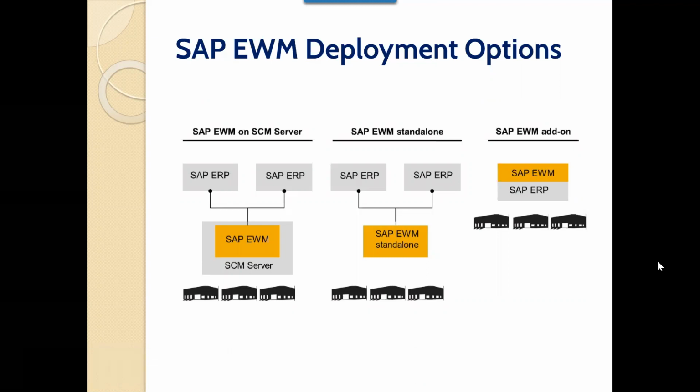First of all, EWM can be deployed in a standard methodology of these three. One is SAP EWM on SCM server, SAP EWM standalone, and SAP EWM add-on, which we call S/4HANA embedded EWM. So SCM server, standalone, add-on. In these three options, when you are learning, what is the first option? What is the second option? What is the third option?